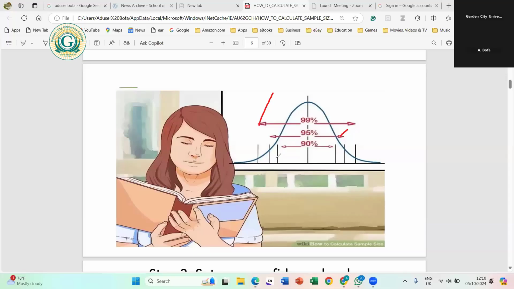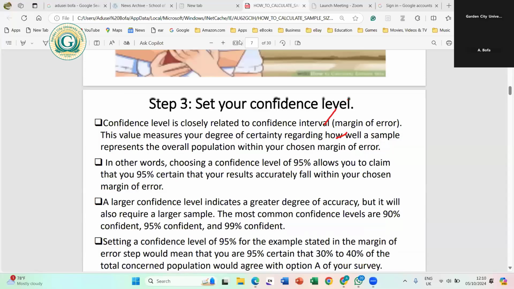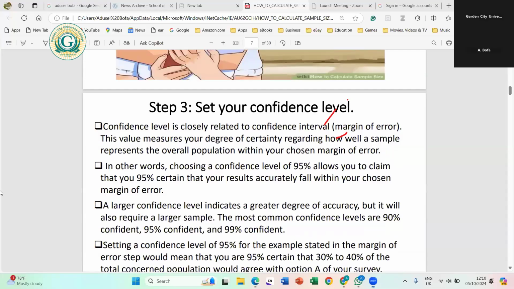Okay, so that's it. If you choose the 99, then that will give you 2.58. 95 will give us 1.96. Okay. So if you are able to do that, then that shouldn't be a problem. The next thing that you need to know is what we refer to as the standard of deviation.